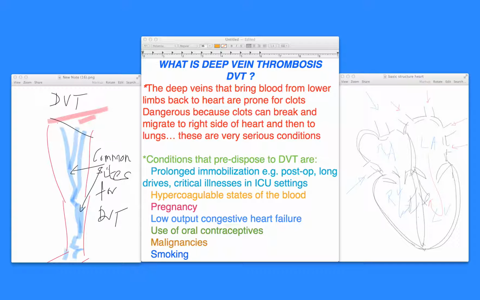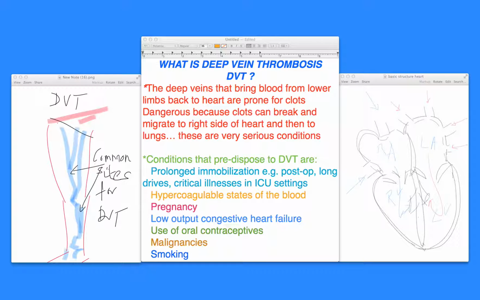So the right side contains deoxygenated blood, therefore it is shown as blue, and the red is all arterial blood, which is oxygenated blood, if you will. So speaking about what makes deep vein thrombosis occur, well, it's basically the deep veins that bring blood from the lower extremities back to the heart.